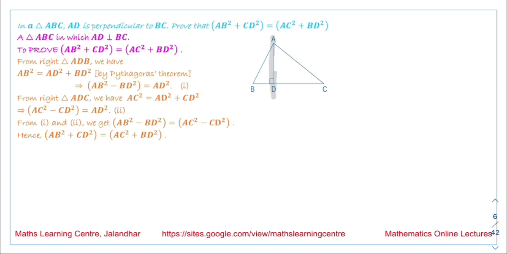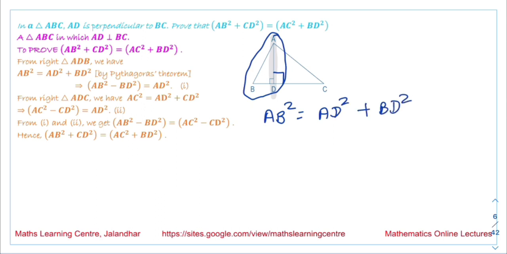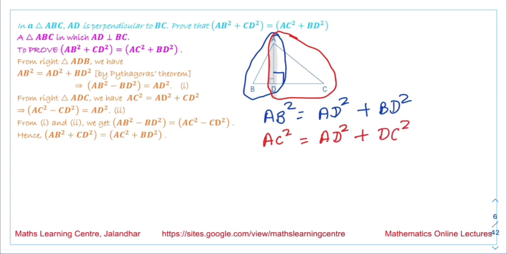Next, in a triangle ABC, AD is perpendicular to BC. We are talking about this AD, which is perpendicular on BC. We have to prove that AB square plus CD square is equal to AC square plus BD square. So if we consider the triangle ABD, we have AB square equal to AD square plus BD square. If we consider the triangle ADC, we have AC square equal to AD square plus DC square.